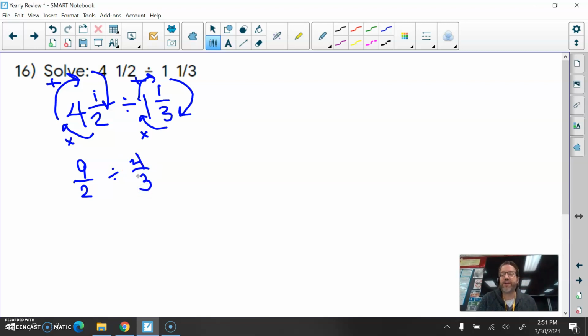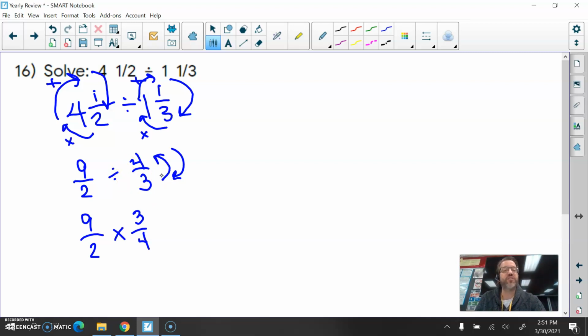Now, you don't ever actually divide fractions. What you're going to do is rewrite it as a multiplication problem. So we're going to write 9 over 2 times, and then you write the reciprocal of 4/3, which is 3/4. We multiply by the reciprocal. Dividing fractions is the same as multiplying by its reciprocal.